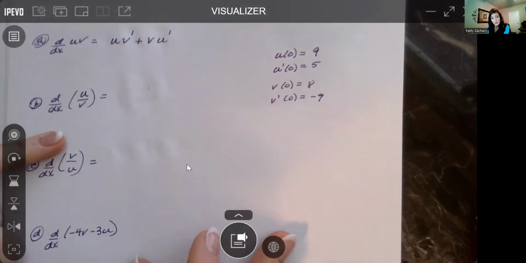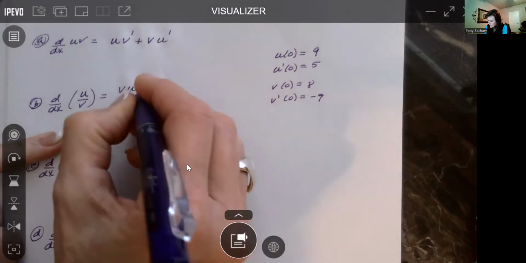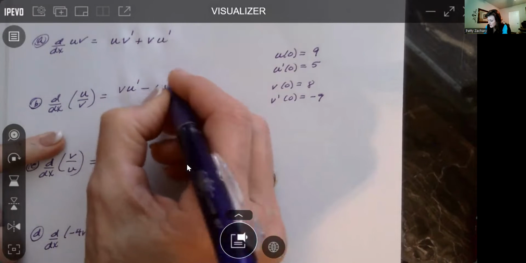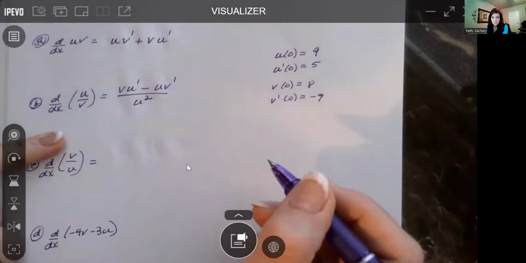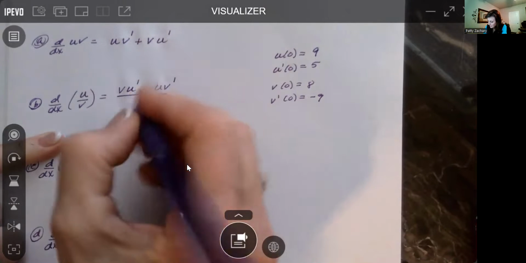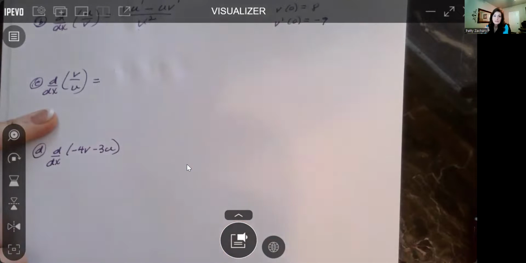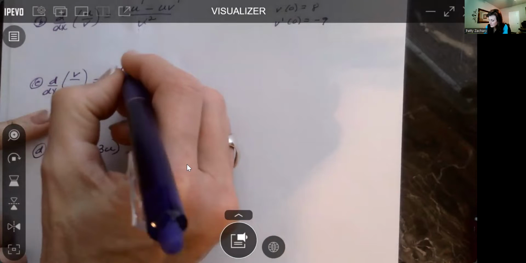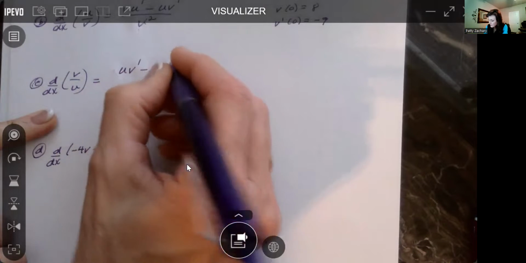Part B would be the quotient rule, which would be the bottom times the derivative of the top minus the top times the derivative of the bottom, divided by the bottom squared. That's a v on the bottom. Okay. Look at part C completely independent from part B. This would be the bottom times the derivative of the top minus the top times the derivative of the bottom divided by the bottom squared.